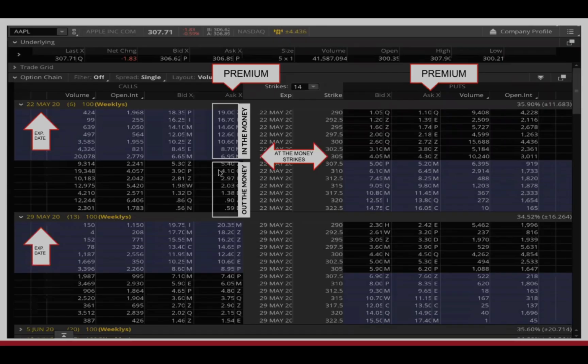If I wait, let's say it's May the 15th, and let's say in 2 days, Apple goes up from 307 to 320. It goes up $13. I'm up $1,300, and I only spent $200. This option's now worth $1,300. I can sell it, and anything over the premium is my profit. I can get in and out. I don't even have to worry about this expiration date.